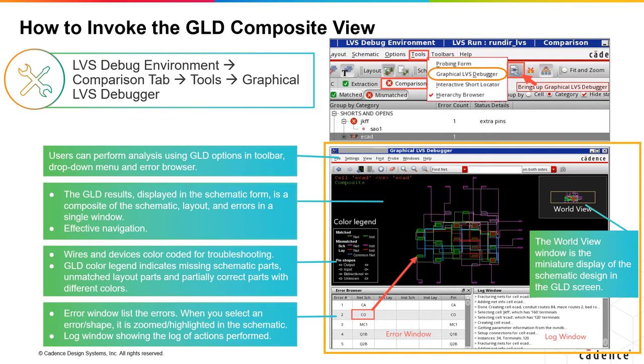The World View window is the miniature display of the schematic design in the GLD screen. If you drag the World View window, the main screen is moved accordingly. You can resize the World View window.